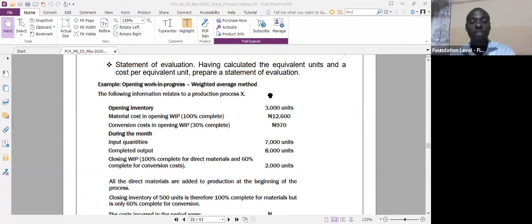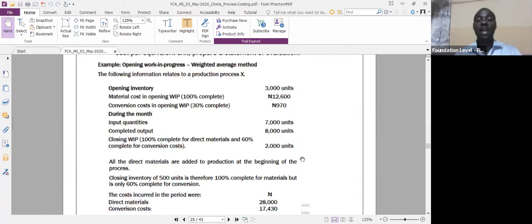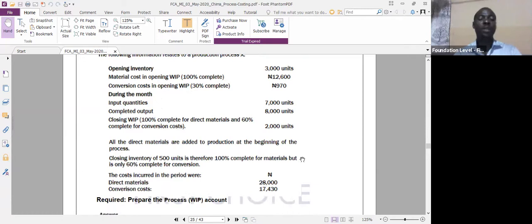Then output is 8,000 units. Then we have 2,000 units for closing work in progress. Now we are told that the closing inventory of 500 units is therefore 100% complete for material and 60% complete for conversion. Now look at the costs that were incurred in the period.